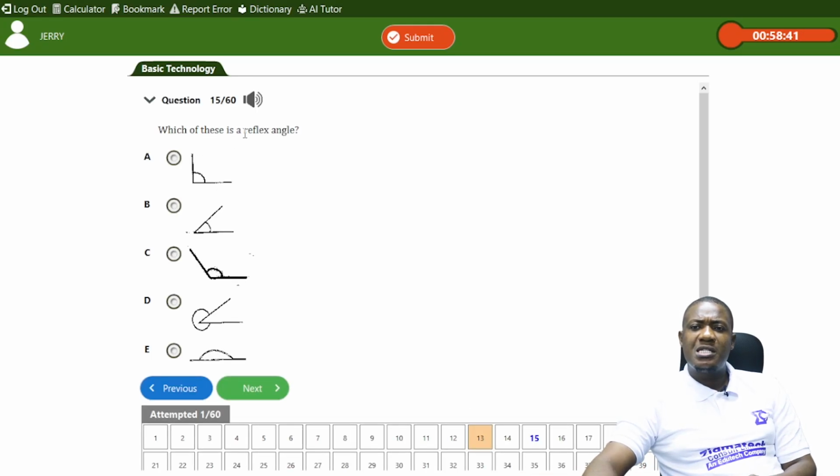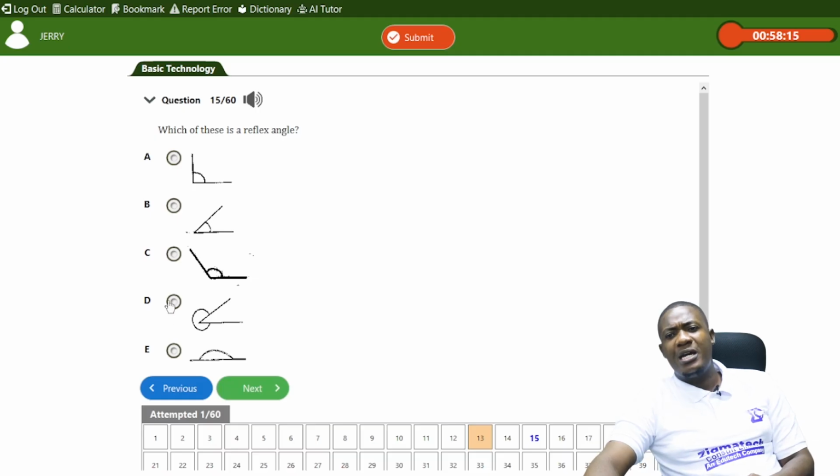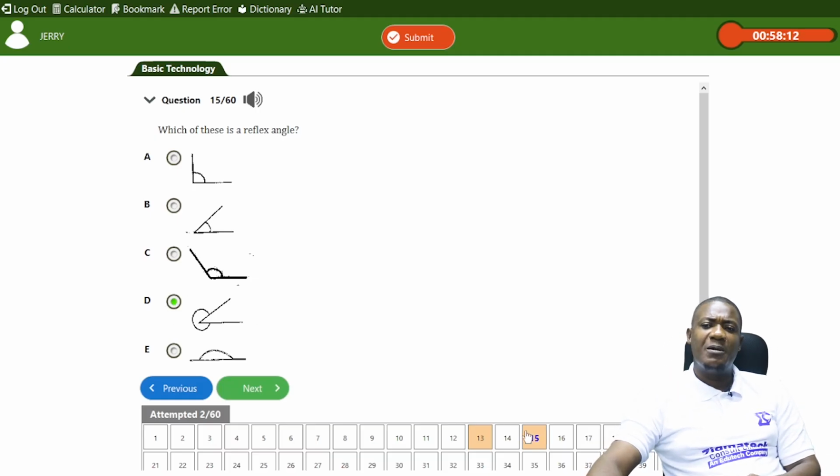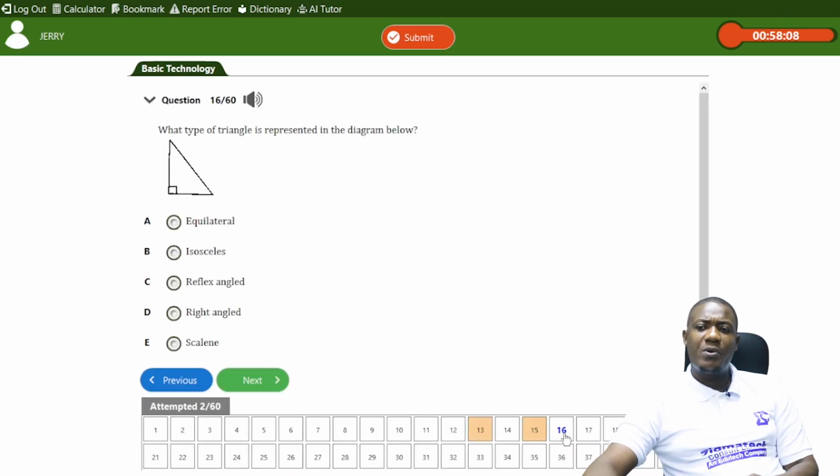Okay, we have other questions here. See, which of these is a reflex angle? We have pictures from the question. Of course, we say a reflex angle is an angle that is greater than 180 degrees, but not up to 360 degrees. That means it's less than 360 degrees. This is a right angle here. This is an acute angle. This is an obtuse angle. This is a straight line angle. Then option D here is the right option for that.